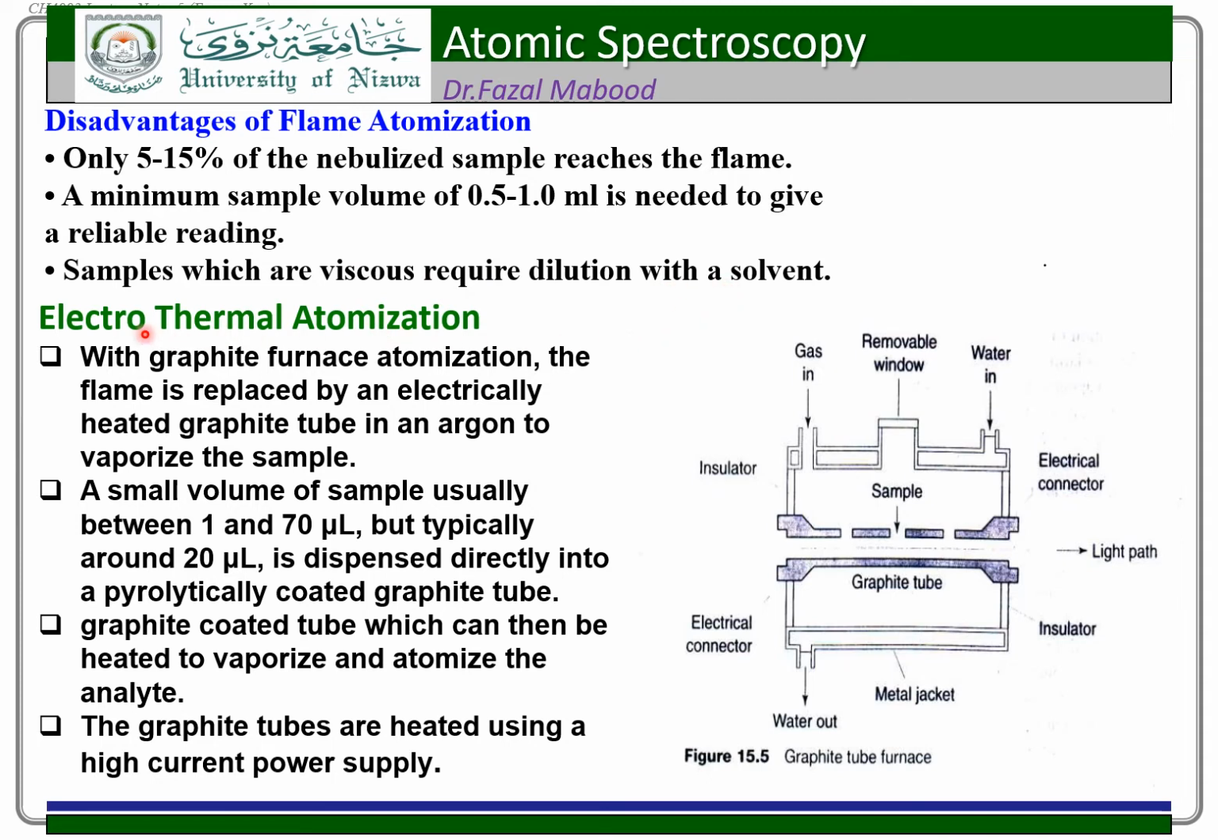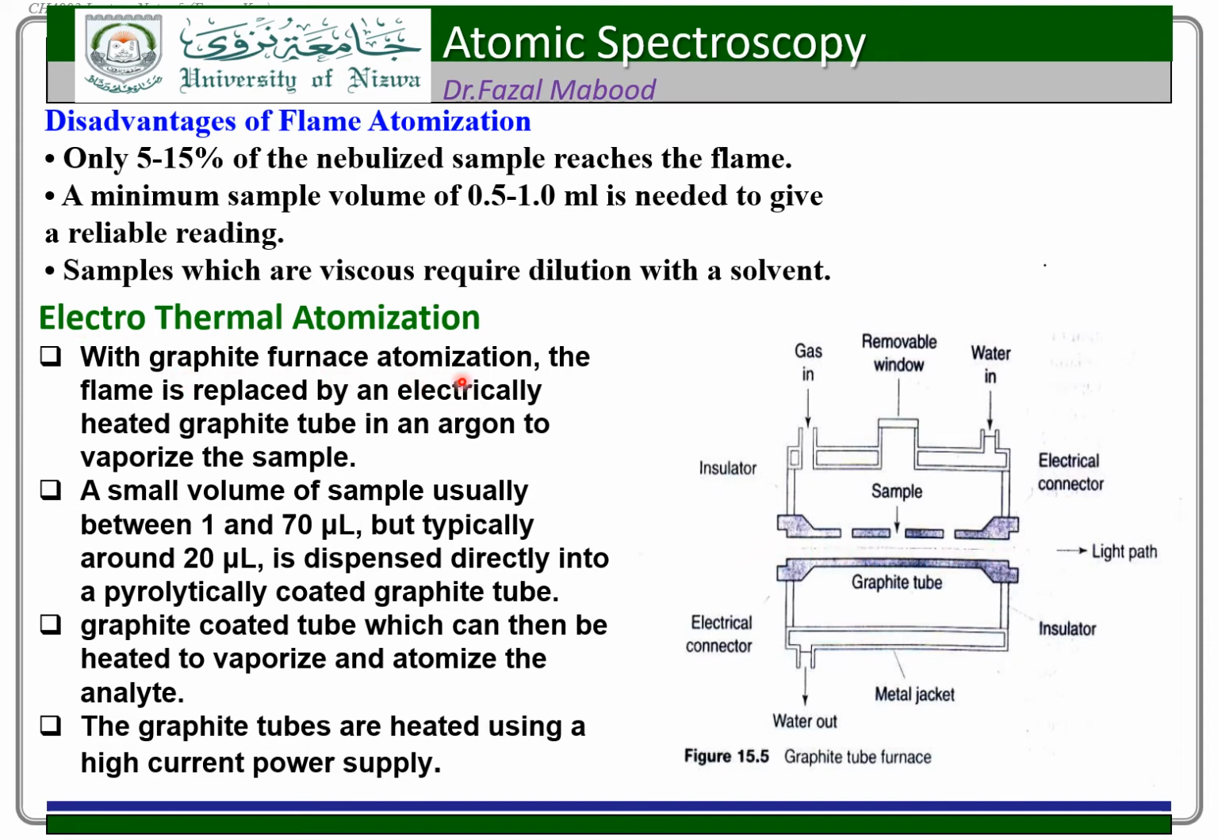The other kind of atomizer is electrothermal atomization. Here you see this is the graphite furnace atomizer. This is a graphite tube, one tube. Here you see the window through which we can introduce the sample. Here you see the electrical connector, the insulator, and the light beam passing from the sample through here.